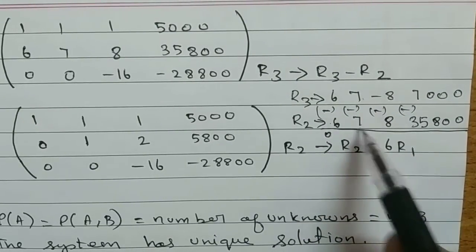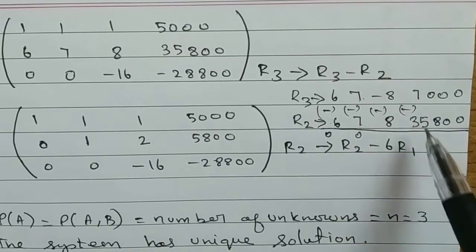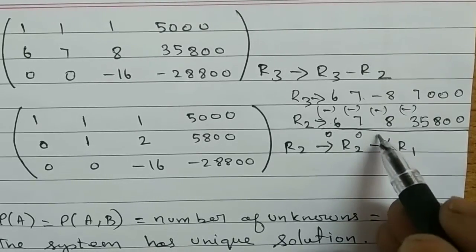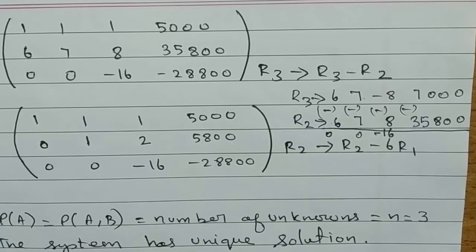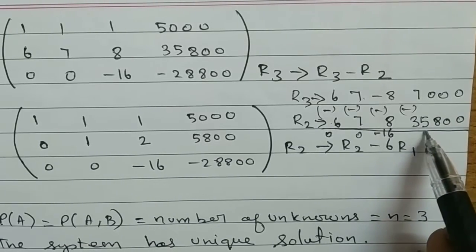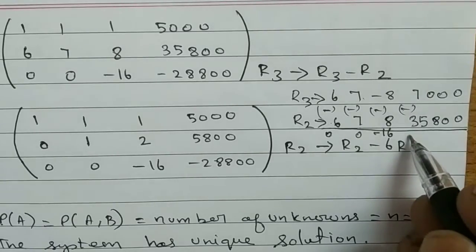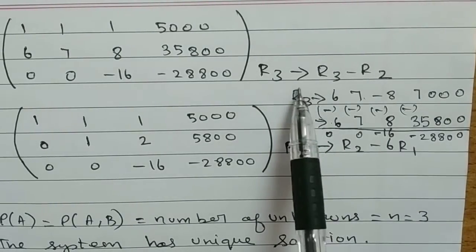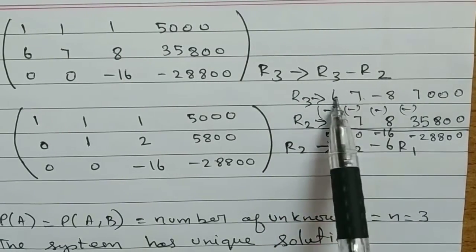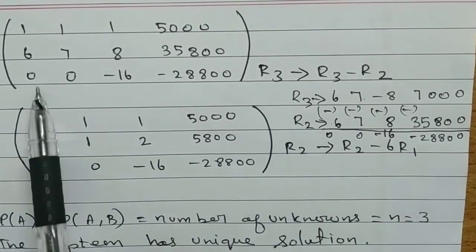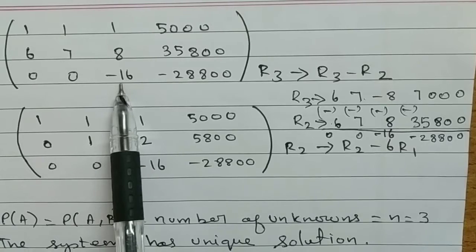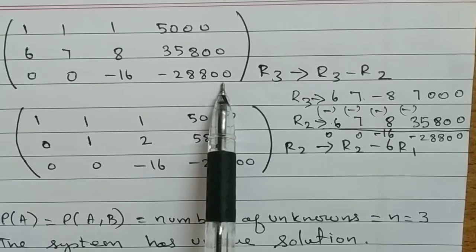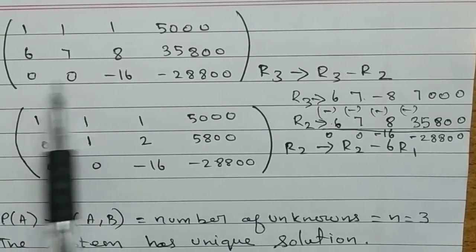Next one, 7 minus 7, 0. Minus 8 minus 8, minus 16. Next one, 7,000 minus 35,800. We get the value minus 28,800. So R3 implies R3 minus R2, R3 value minus R2 value. We get the values 0, 0, minus 16 and minus 28,800. Next one, I easily get these two place values as 0.